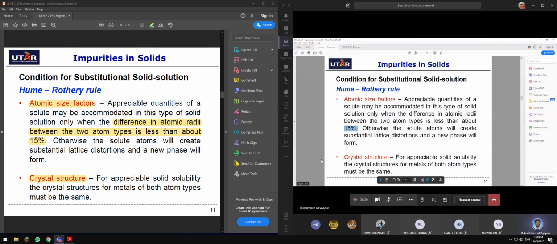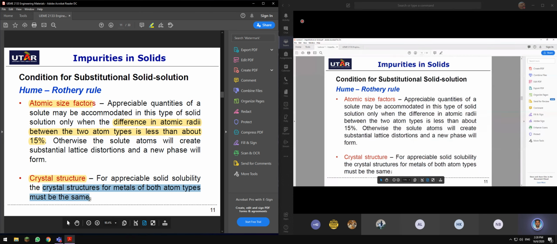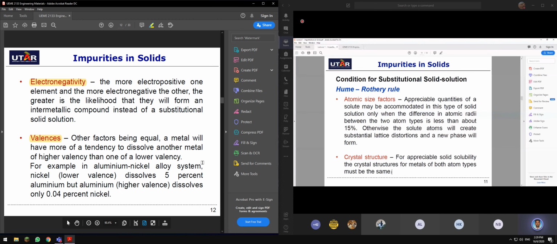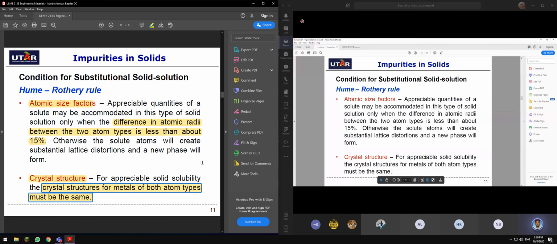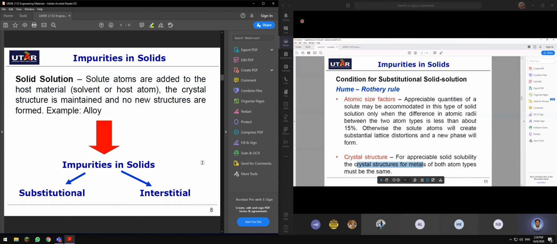For crystal structure, for appreciable solid solubility, the crystal structure for metals of both atoms must be the same. The crystal structure must be the same. If it is BCC, the impurities must be BCC as well. If it is HCP, the impurities must be HCP as well. The first rule is the atomic size must be 15% or less. The second, the crystal structure must be the same.